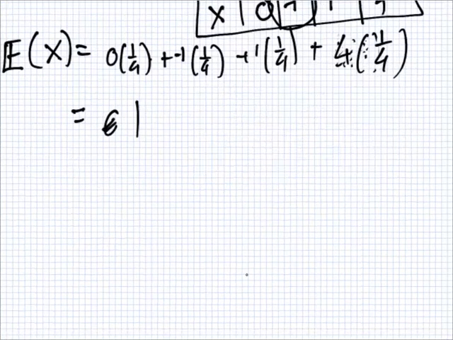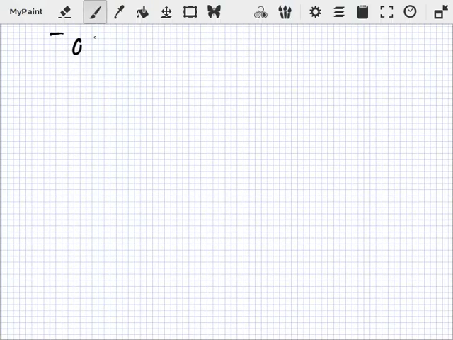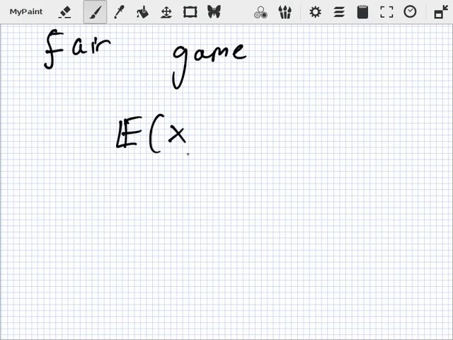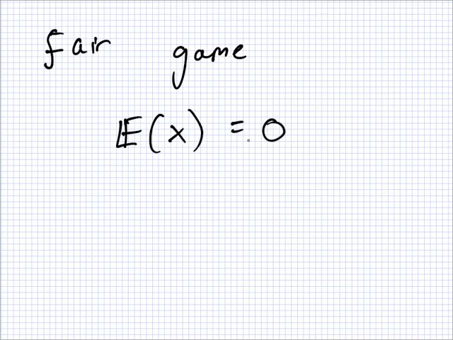So this gives us the next idea of what's called a fair game. So a fair game is when the expectation is equal to 0. So this means that I don't expect to make or lose money and the other person doesn't expect to make or lose money.